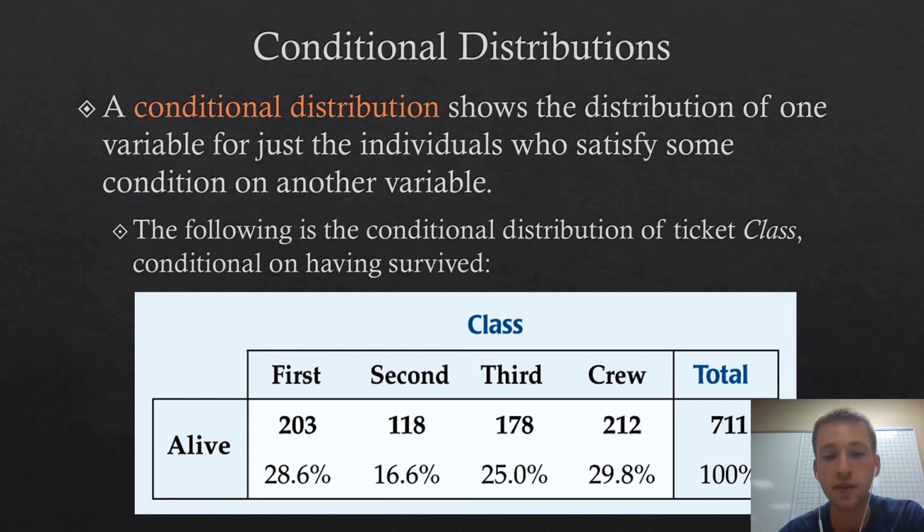Well, here in this conditional distribution, we are only looking at those who lived. So given that they lived, we want to know what percent were in first, second, third, and crew class. And we found those here. This 28.6% can be found by taking 203 divided by our total, which is 711, and same thing for the other classes. So a conditional distribution is where you look at just one row or just one column of your contingency table, then analyze the other variable in that row or column.